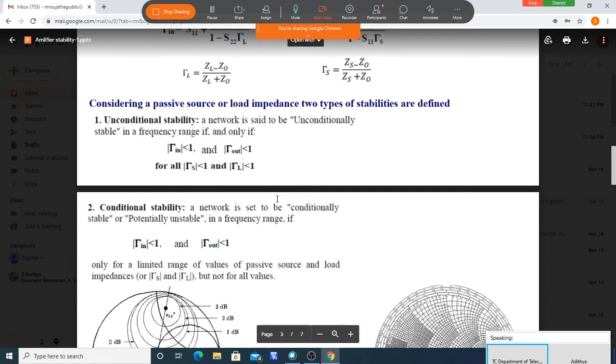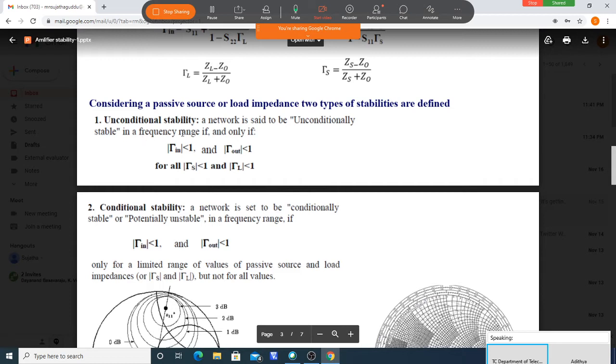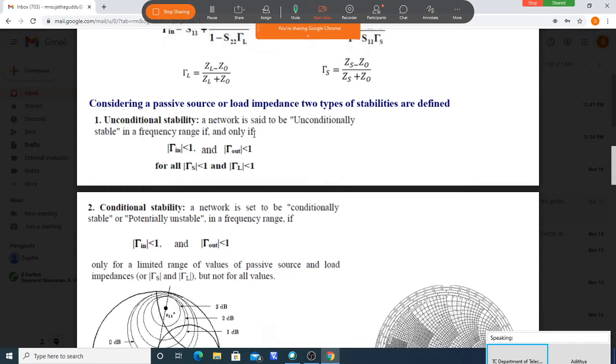Assuming passive source or load impedances, two types of stabilities are defined. What are those two types of stabilities? Unconditional stability. See, unconditional stability. A network is said to be unconditionally stable in any frequency range if and only if tau in is less than 1 and tau out is less than 1 for all values of ZS and ZL.